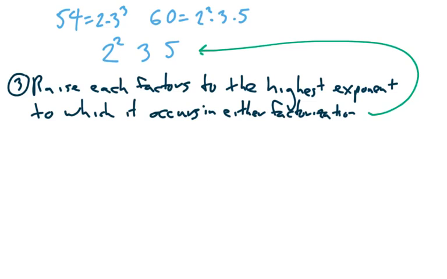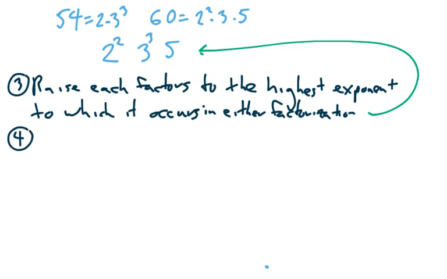Looking at the 3's, in the first factorization, there's 3 3's. 3 times 3 times 3, 3 to the third. In the 60, there's only 1. The highest exponent to which the 3 is raised is a third. Take the 3. The 5 only occurs in one of those 2 factorizations, and the highest exponent it occurs to is simply a 1. So we're going to leave that as it is. That's step 3.